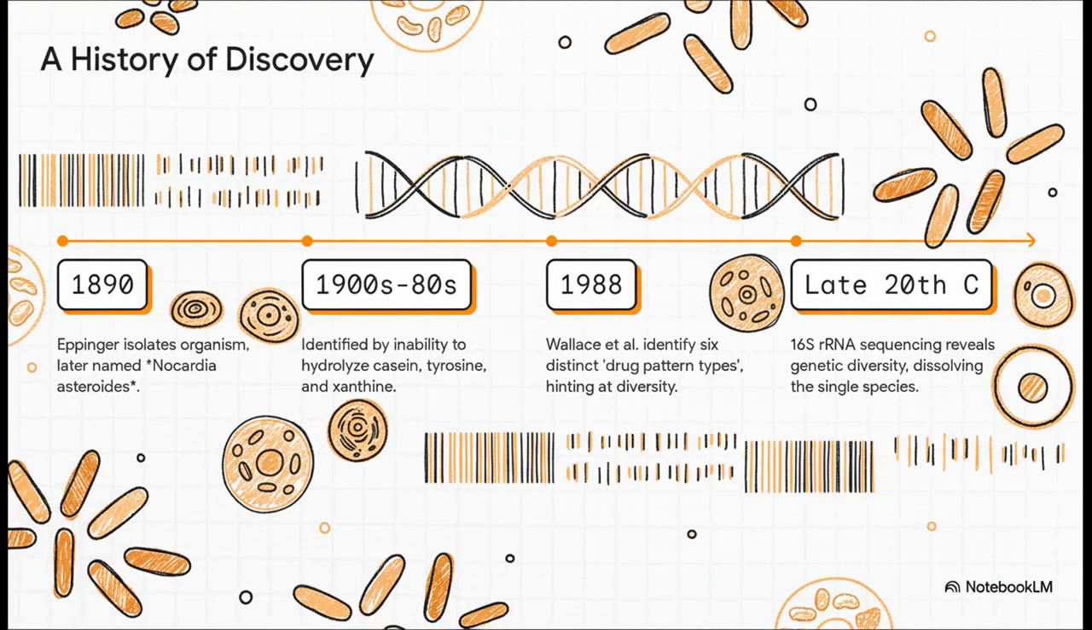What's so fascinating here is just watching our understanding evolve. For almost a century, identification was based on a couple of simple biochemical tests. But then you get to 1988, and Wallace and his team notice something that just doesn't fit. They see these different drug pattern types. That was the first real clue, the first crack in the dam, suggesting we were looking at a bunch of different organisms. And then, of course, molecular science, specifically 16S rRNA sequencing, came along and blew the single species concept wide open for good.